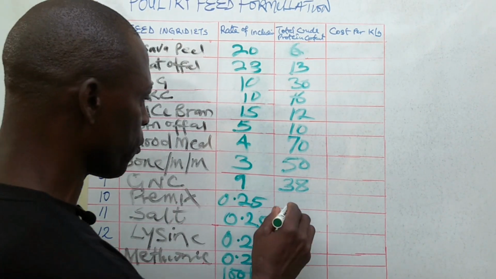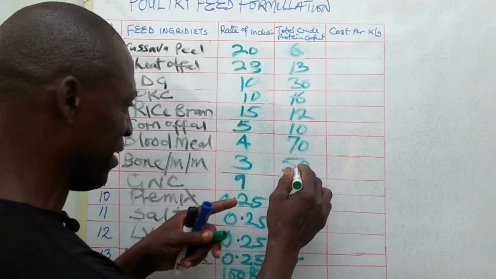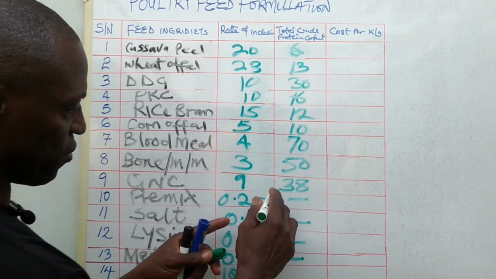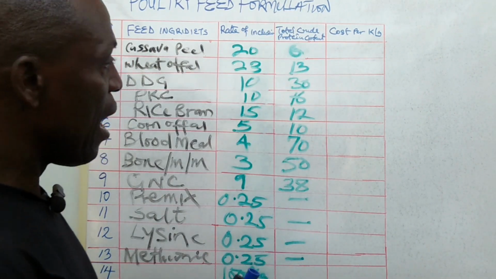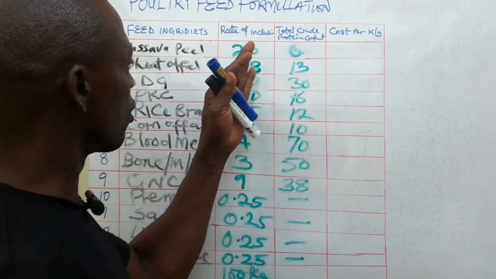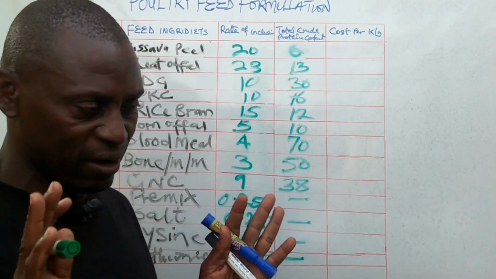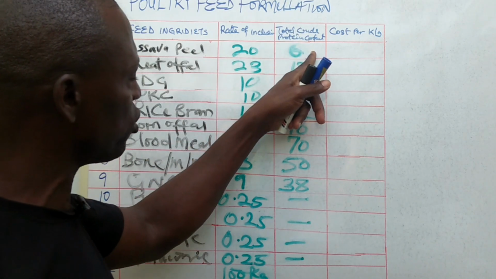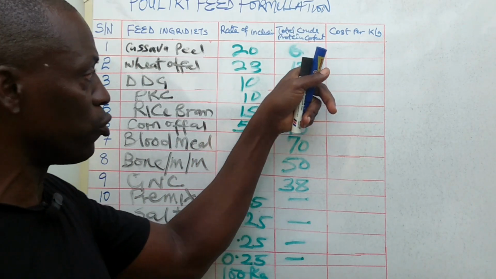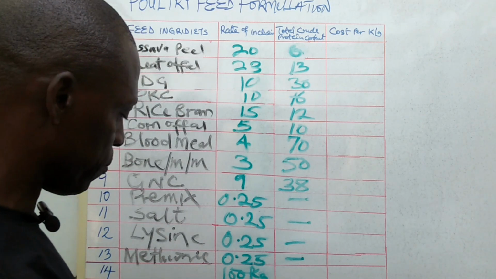Then premix, there's no protein here. There's no protein in salt. All these ones are minerals. So now we have this. How do we get the crude protein of all these feed together? What you do is you multiply the quantity by the percentage of the crude protein for you to get this. Now, what do we do?